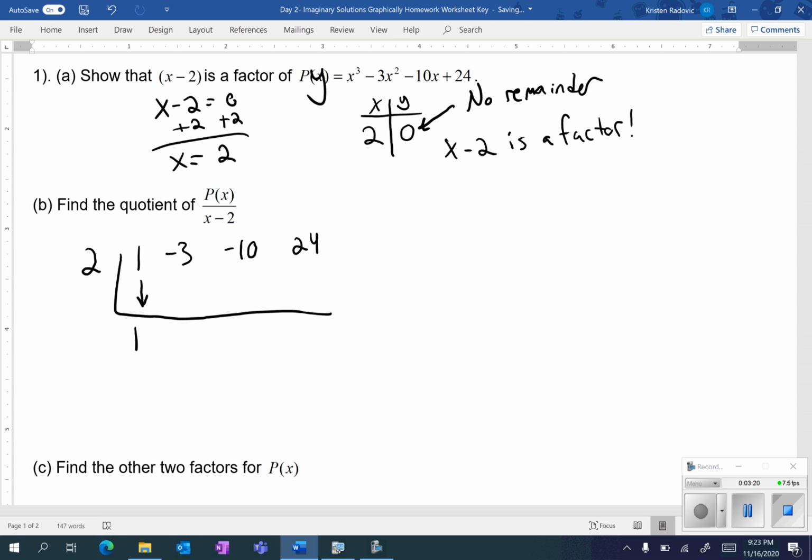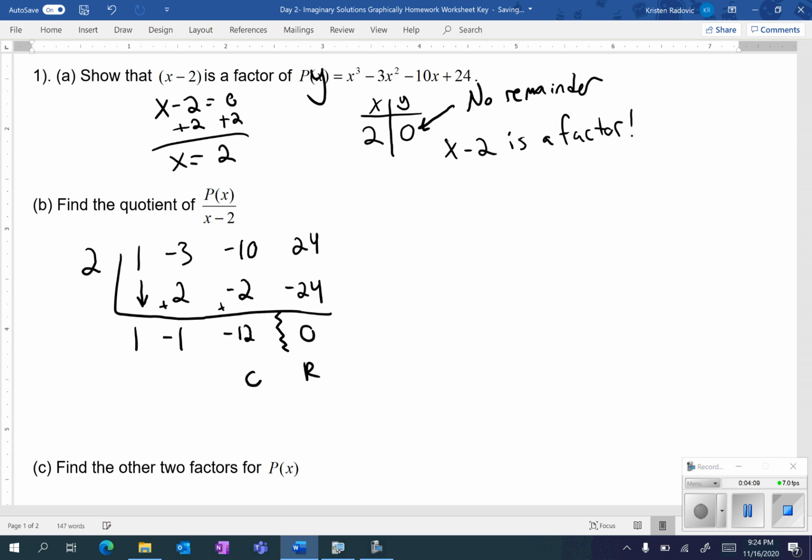and then you multiply the 2 on the outside to get the next one under the negative 3. So 2 times 1 is 2. And then you add. Negative 3 plus 2 is negative 1. 2 times negative 1 gives me negative 2. Add. Negative 10 plus negative 2 is negative 12. Go back to multiplying. 2 times negative 12 is negative 24. And when you add it, you get 0. Your last term is your remainder, which makes sense because we already know that we should have no remainder here.